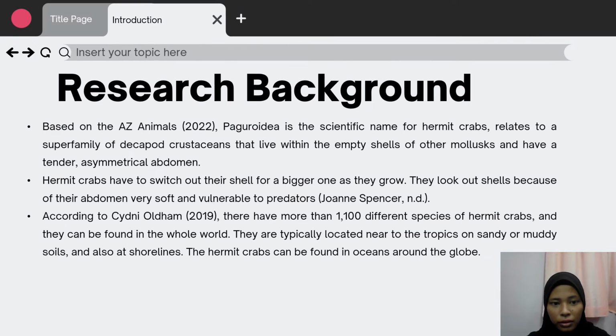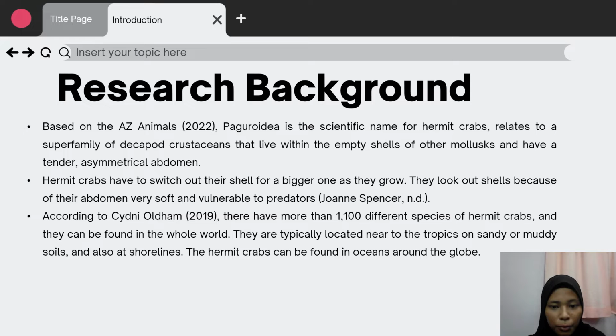For the introduction, in the research background, the scientific name for hermit crabs is Paguroidea, a superfamily of decapod crustaceans that live within the empty shells of other mollusks. Hermit crabs have to switch out their shell for a bigger one as they grow. They look shy because their abdomen is very soft and vulnerable to predators.